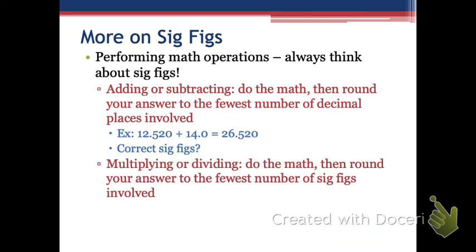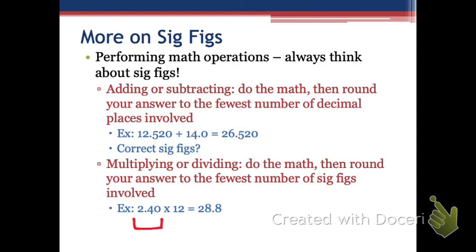All right, let's look at the rules for multiplying and dividing. We do the math, then we round our answer to the fewest number of sig figs involved. So now we're concerned with significant figures, not with decimal places. Fewest number of sig figs involved. So here's an example I gave here: 2.40 times 12, and the raw answer comes out to be 28.8. I want us to examine how many significant figures are in each of those original numbers.